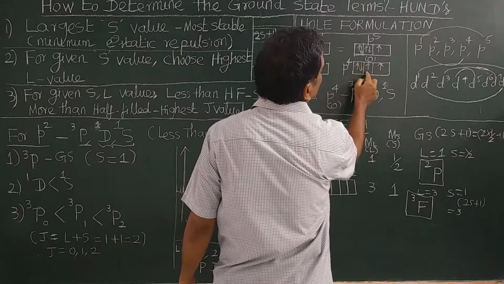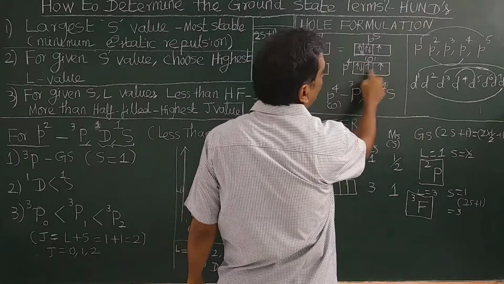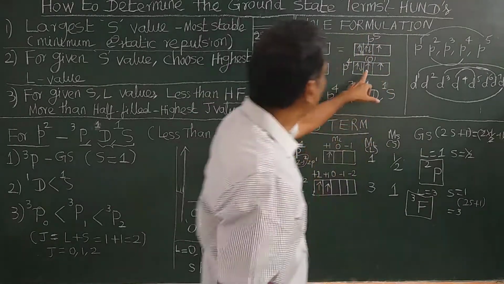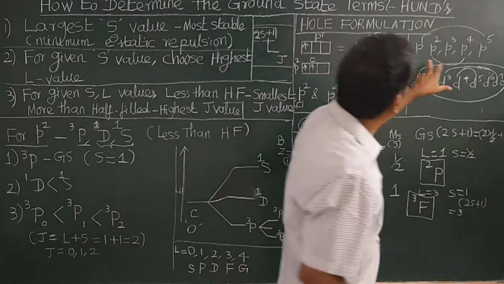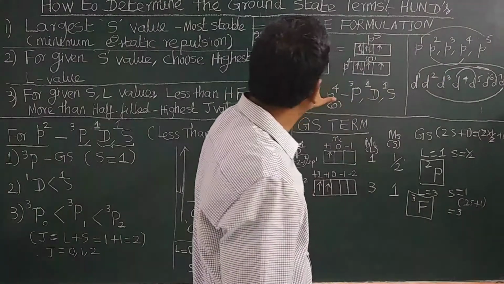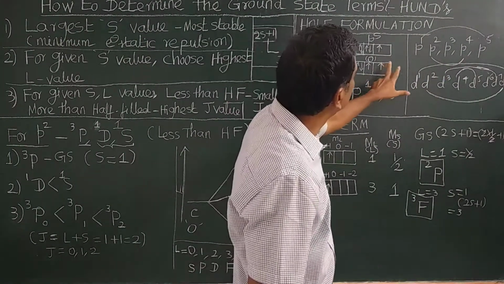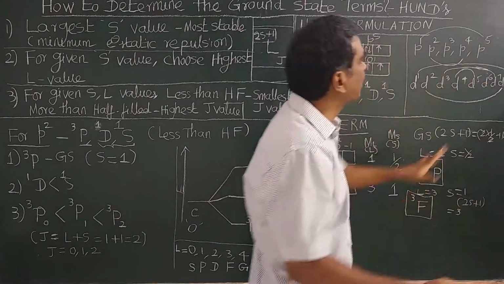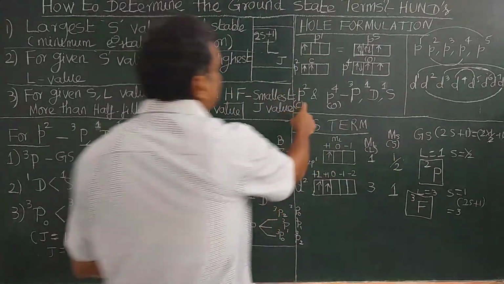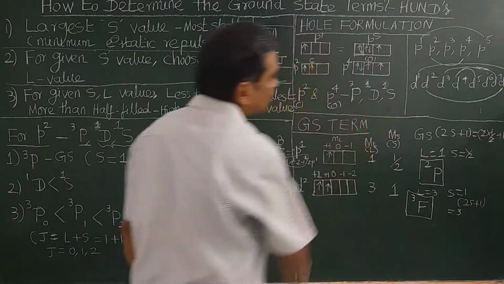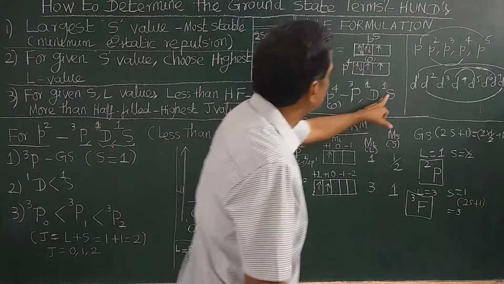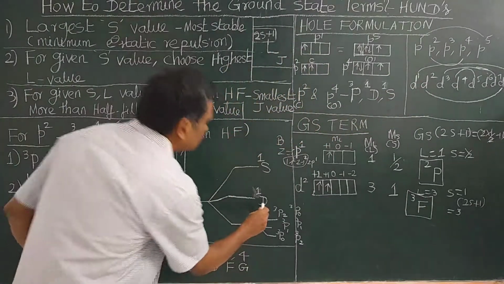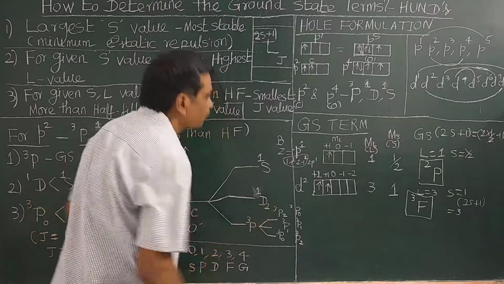For example, P2 and P4: there are 2 unpaired electrons, and here we see there are 2 holes. This is filled, here one hole and here one hole. There are 2 holes. Therefore, for P2 and P4, the number of unpaired electrons is 2 and the number of holes is 2. So they have the same number of microstates, and therefore they have the same spectroscopic states. P3, D1, S1.